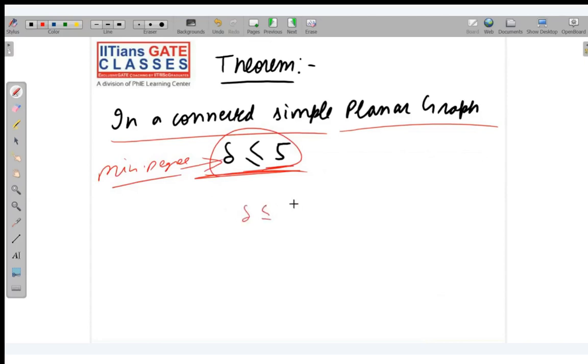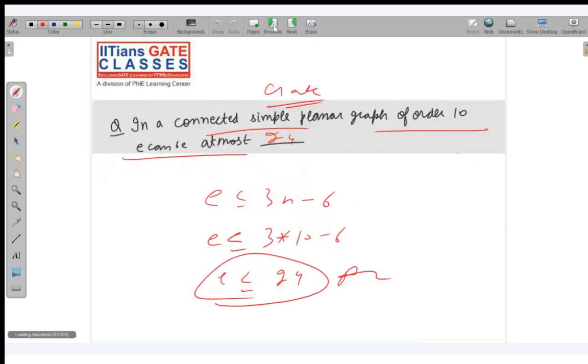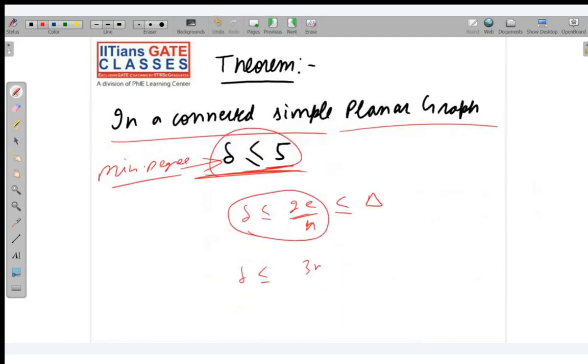So I think you already know delta is less than or equal to 2E by N, which is less than or equal to capital delta. We have solved this delta theorem in previous lectures. So delta will be less than or equal to 2E by N. And what is the relationship between E and N? We have told you E is less than or equal to 3N minus 6. So 3N minus 6 divided by N.